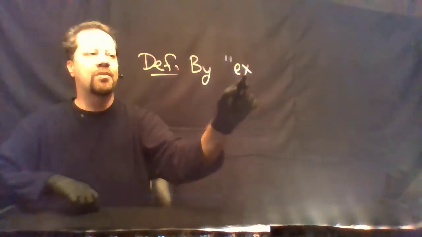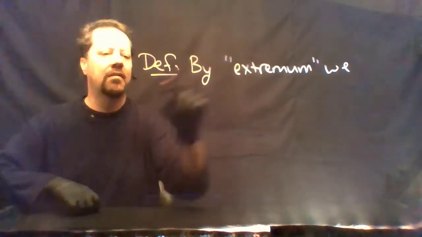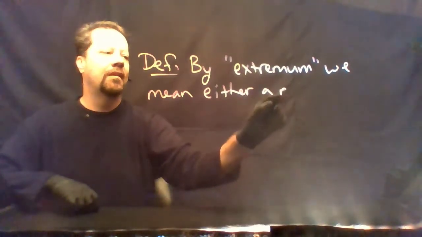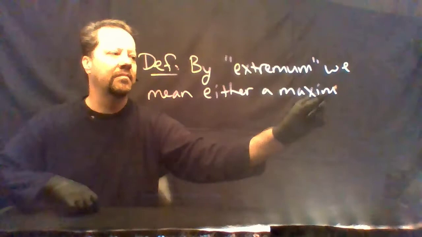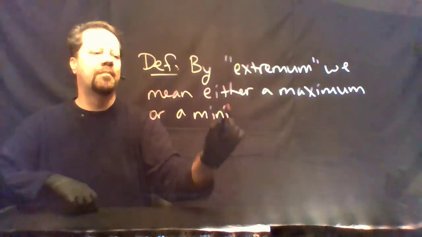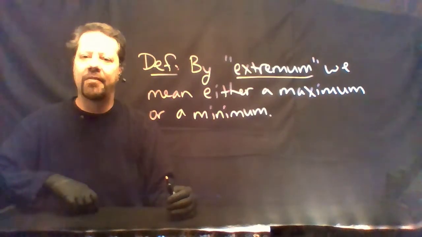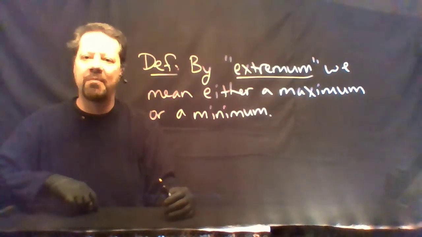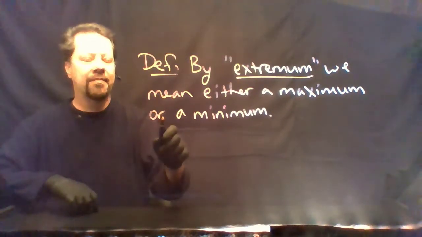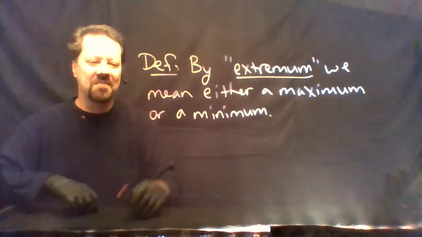By extremum, we mean either a maximum or a minimum. So we have three new words: maximum, minimum, and extremum, which includes either a maximum or a minimum, or both. If the function is constant, the maximum and the minimum are the same.